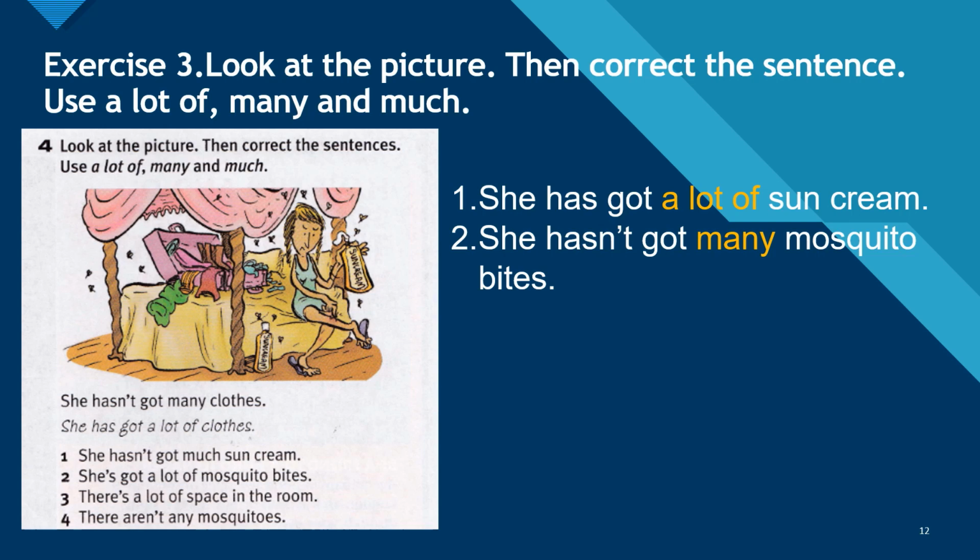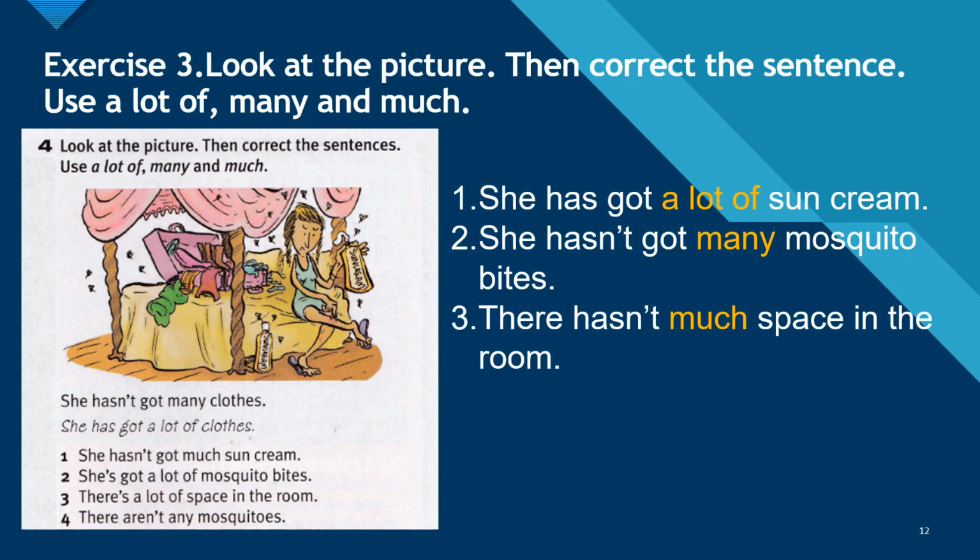Number 3, there's a lot of space in the room. Okay, there's a lot of space in the room. So you can see her room is quite small, so not much space. So the answer is there isn't much space in the room. Okay, we use much because we cannot count space. It's an uncountable noun and also it is in a negative statement. That's why we use much. We cannot use a lot of.